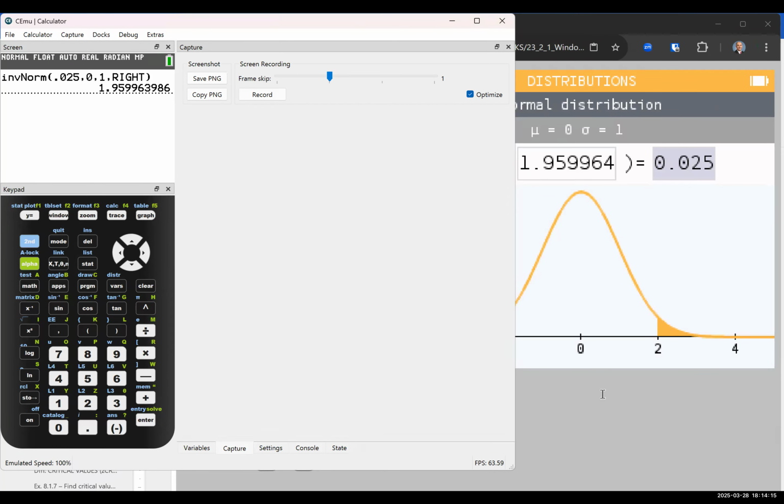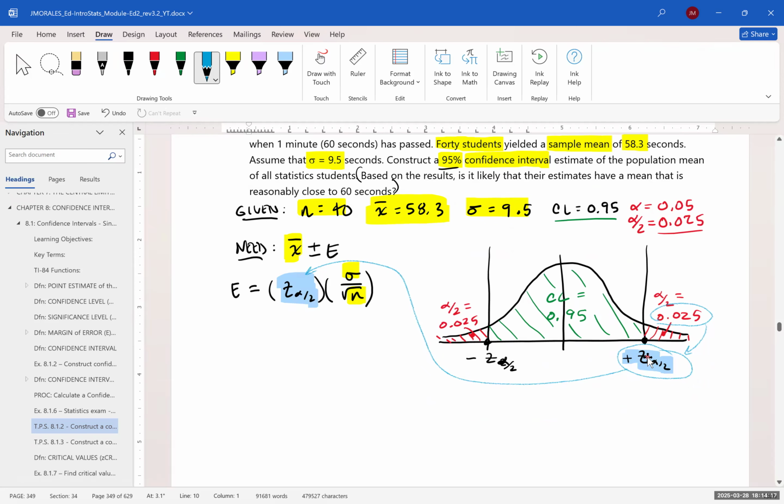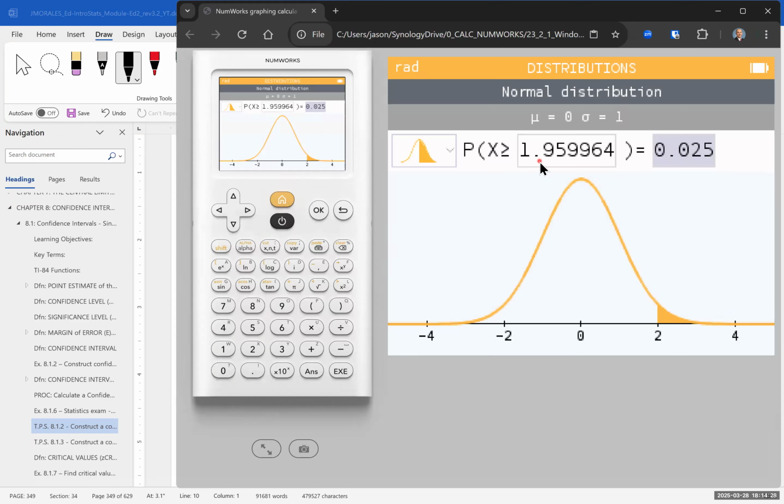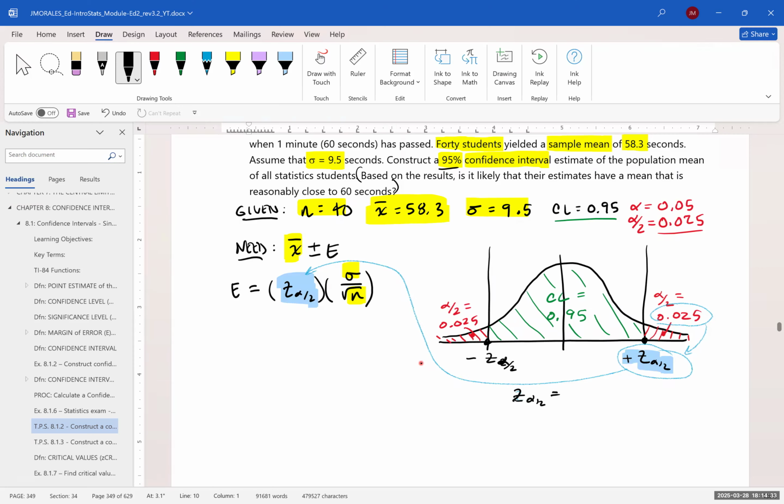So I'm going to put here that I calculated a value. So here is the Z alpha/2 score: 1.960. All right, like that. So now I need to take this value of 1.960 and plug that into this equation.